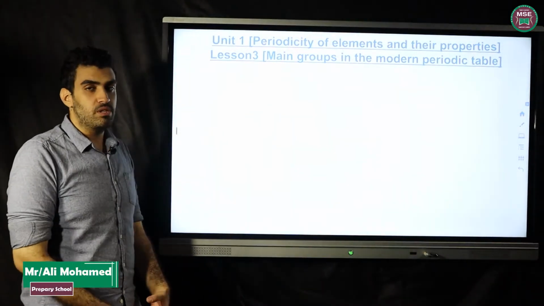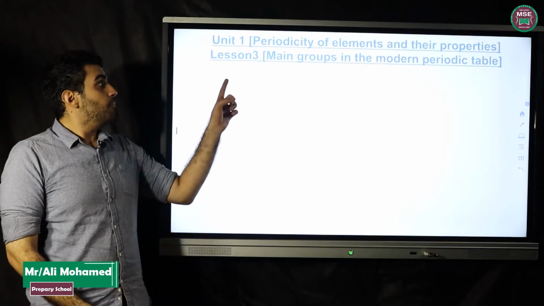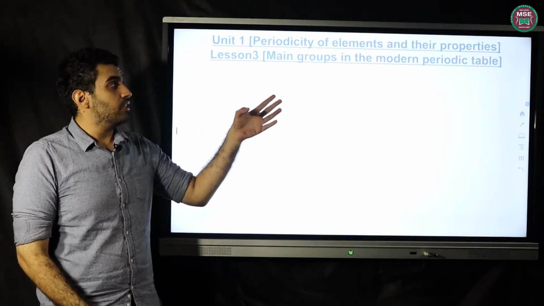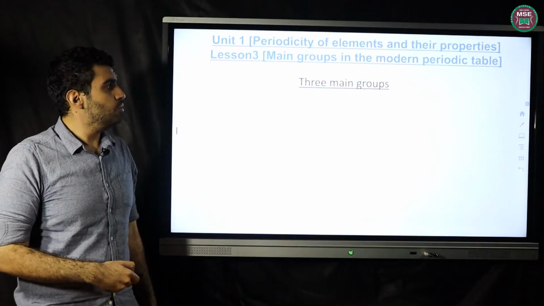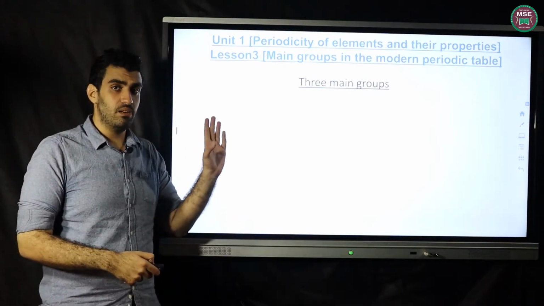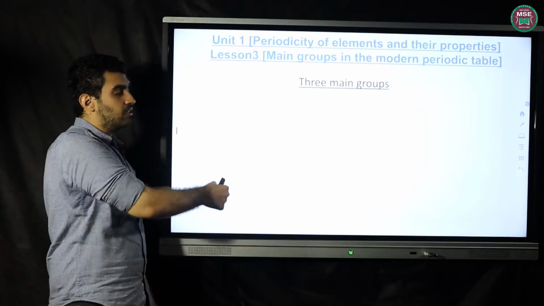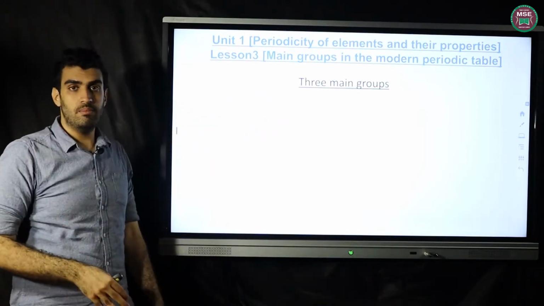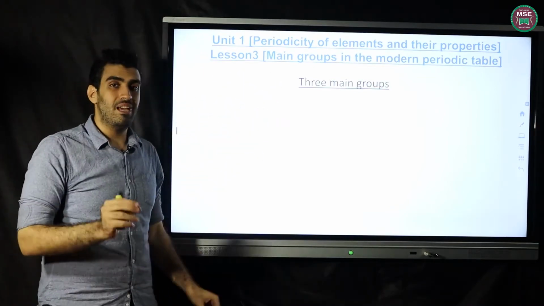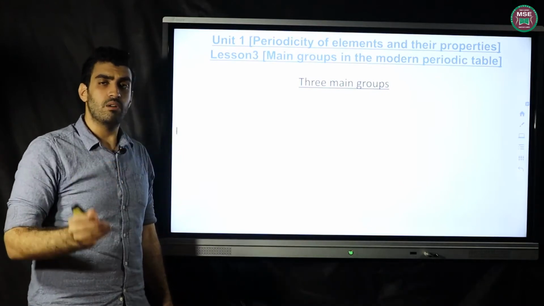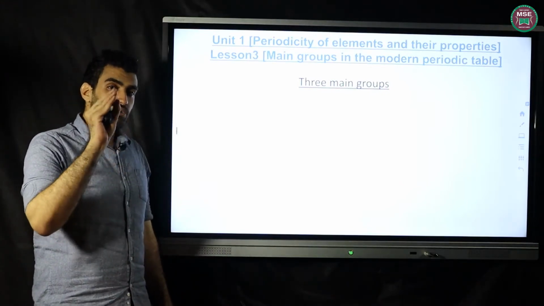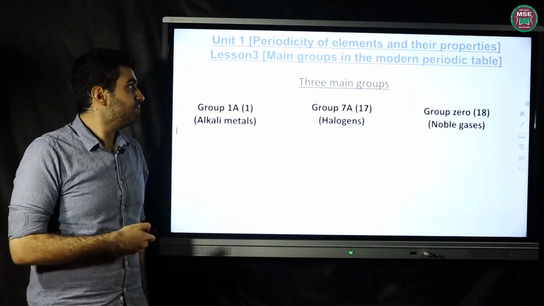Prep 2, today we start lesson 3, main groups of the modern periodic table. We are going to talk about 3 main groups, and as we know from the previous sessions, a group is a vertical column found in the modern periodic table, and the modern periodic table has 18 vertical groups. We will take only 3 groups and study them.